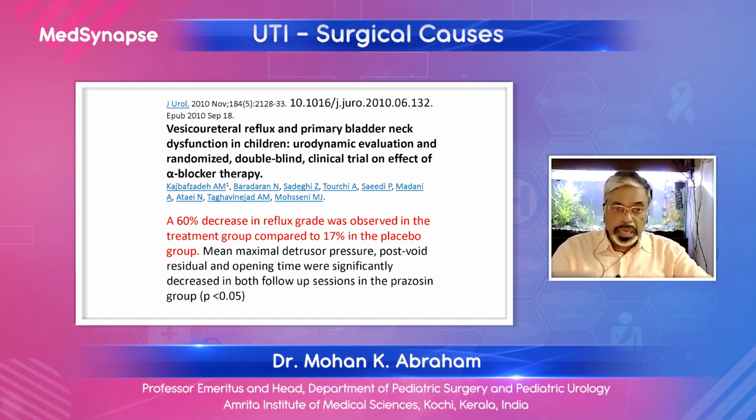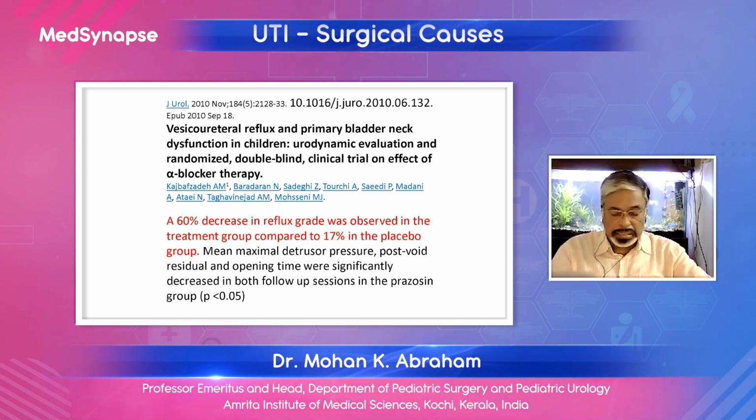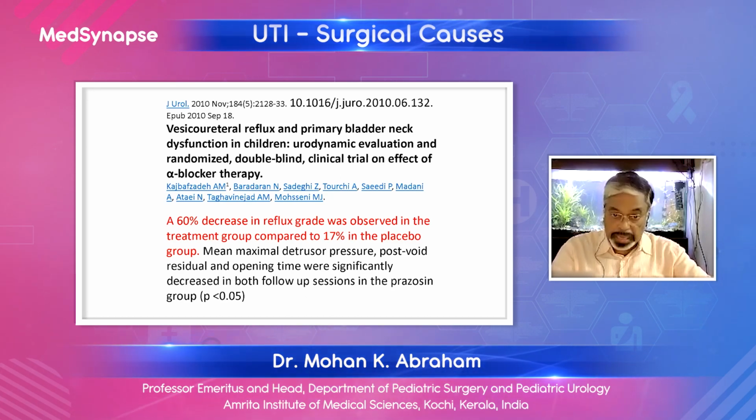Now, if you give an alpha blocker, that will relax the bladder sphincter, as I said earlier, and there is a 60% decrease in the reflux grade. So nowadays we treat them with an alpha blocker. Terazosin is what is FDA approved. So that's what we do.